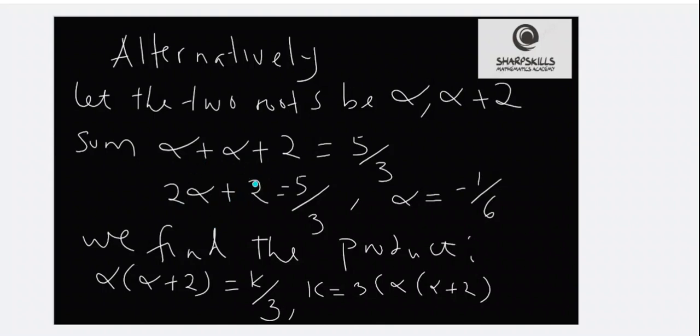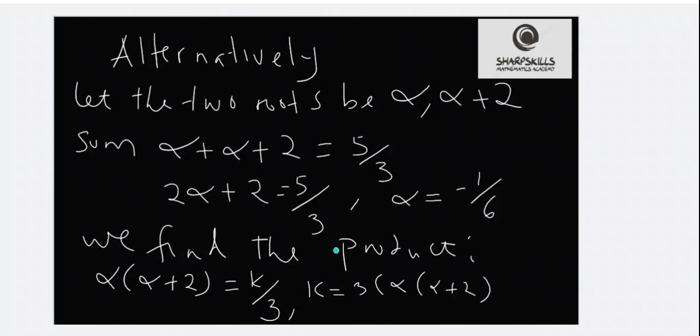So after solving for the value of alpha, you're going to have 2 alpha, which will be equal to 5 over 3 minus 2. When the 2 goes this side, it becomes negative. Whatever value you find, you divide that by 2. So meaning the value of alpha will be equal to negative 1 over 6. That is what you're going to find. Now, since we found the value of alpha, we want to find the product. So meaning alpha times alpha plus 2 is equal to the product of the original function, because we are interested in finding the value of k, which will be k over 3.